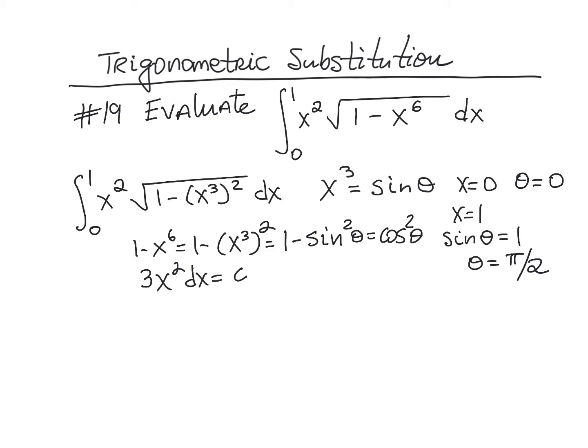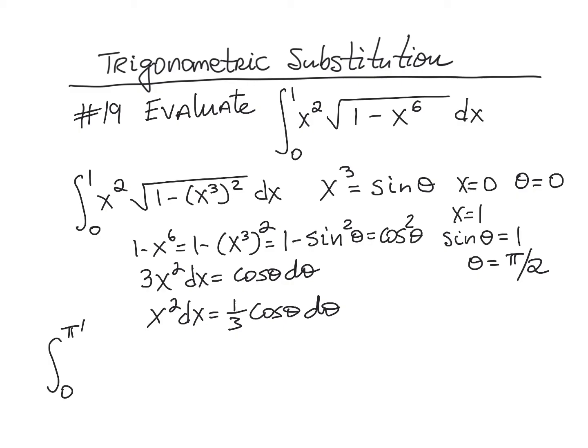Taking the derivative of x cubed, we get 3x squared dx. The derivative on the other side is cosine theta d theta. Therefore, x squared dx is 1/3 cosine of theta d theta. Now we have everything we need to write an equivalent integral in variable theta.